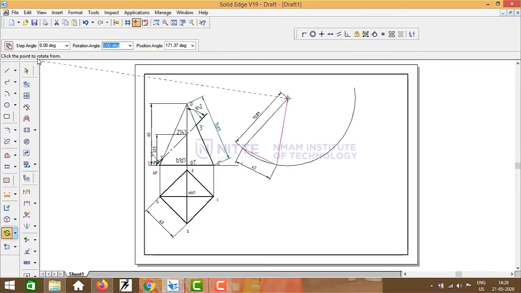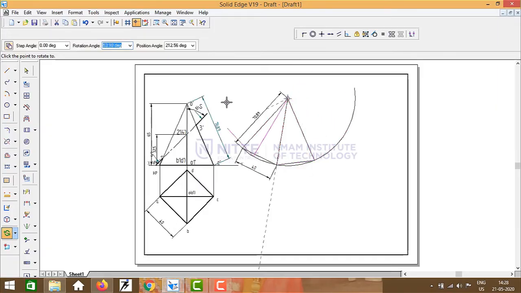Next it will ask for the center of rotation, the point to rotate from. So select this point A, the first point, as the center to rotate from. Click there, and now click on the second point, where to rotate up to. So click this point B as the second point.